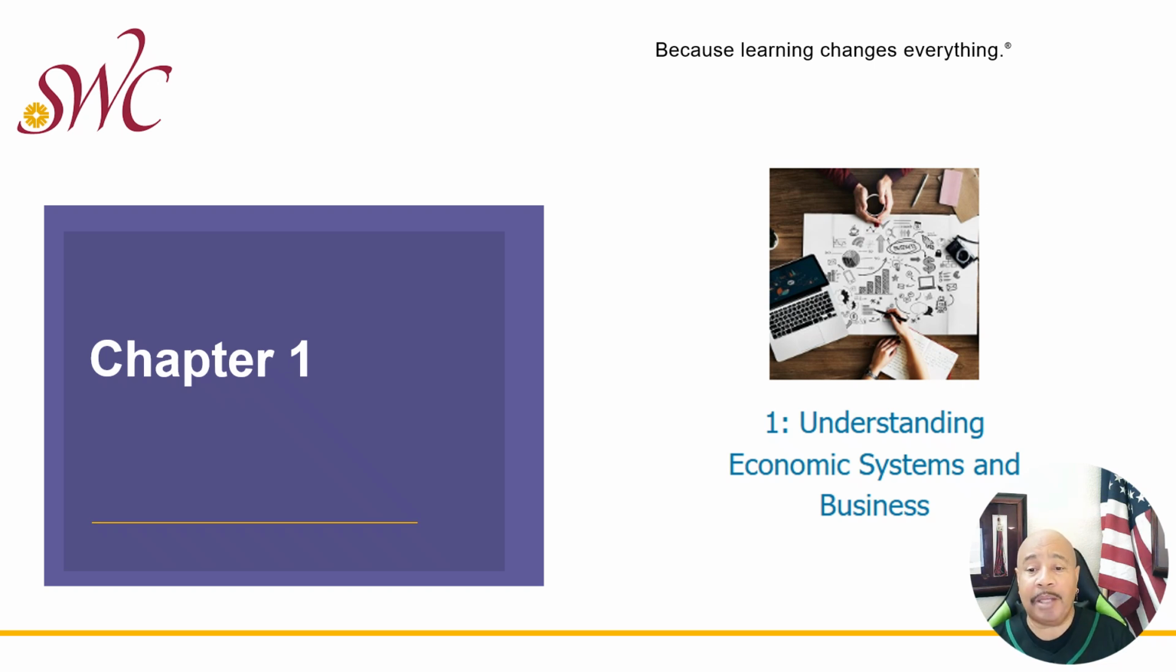First chapter talks about understanding economic systems and business. The economic system means which kind of systems we are actually utilizing in various markets or within various countries. Different ways of doing business.